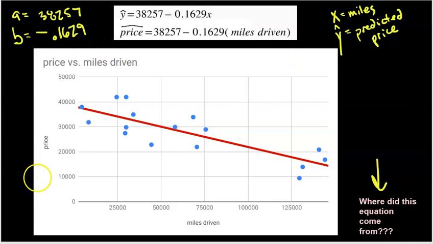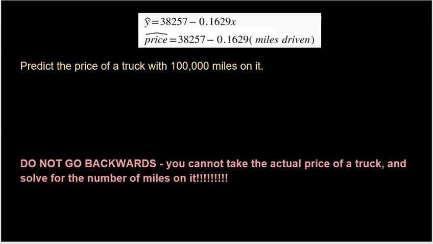So what are some things that we could do now that we have our linear regression model? Keep in mind that this is a model that is used to predict the price of a Ford F-150 truck based on the miles driven. Well, we could actually use it, right? Like, let's use it to make a prediction. So let's predict the price of a truck with 100,000 miles on it. All right, so the Y hat is going to be 38,257 minus 0.1629 times, I'm going to now plug in the miles driven, 100,000 miles.